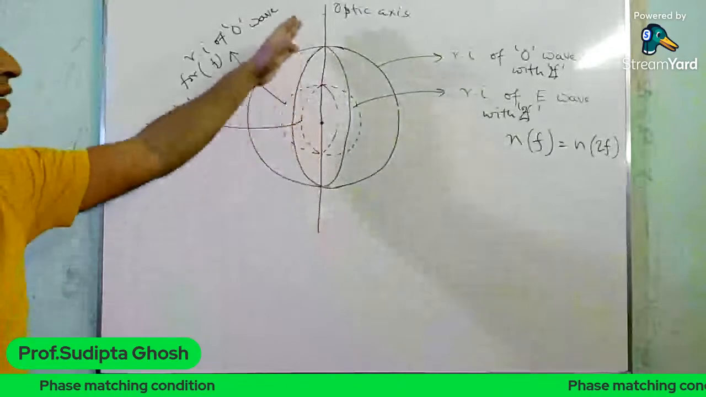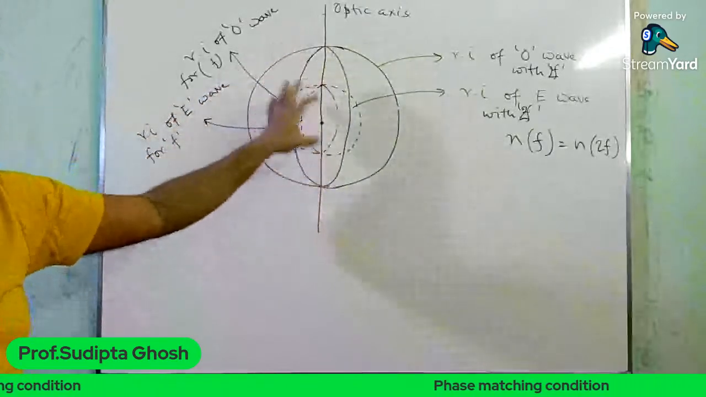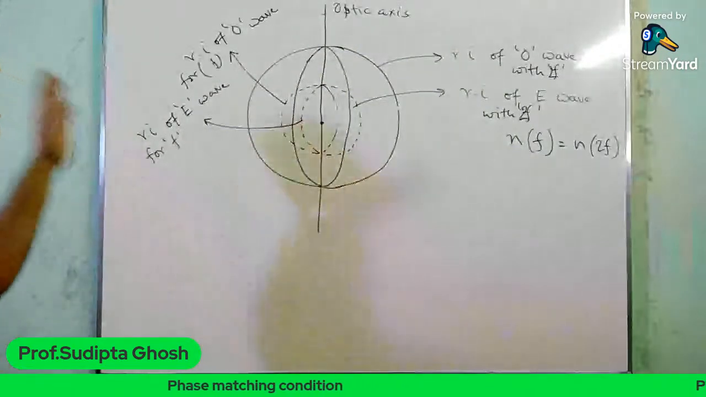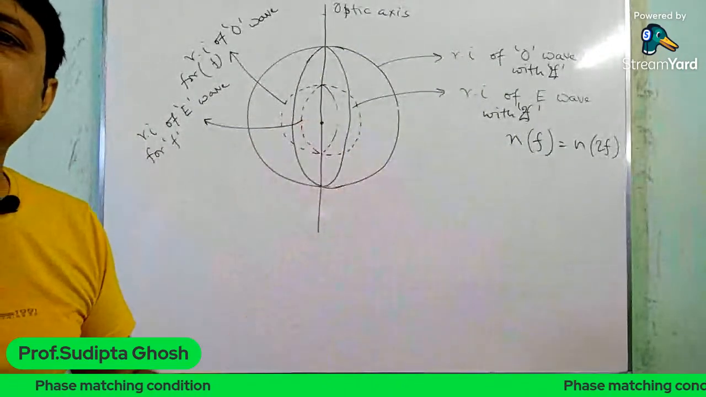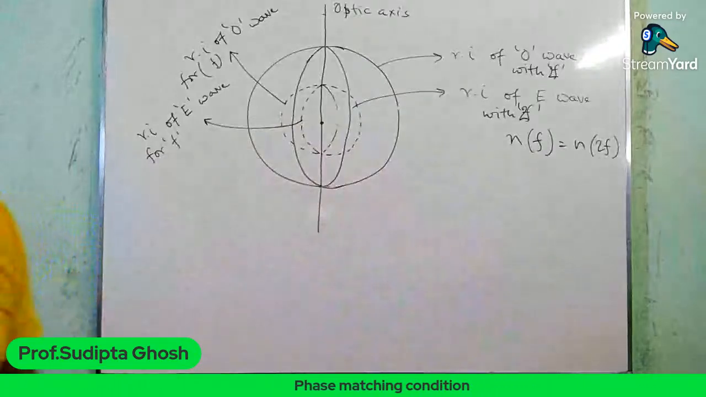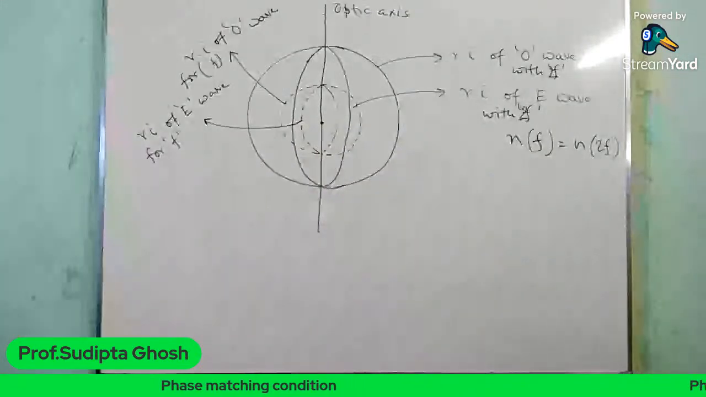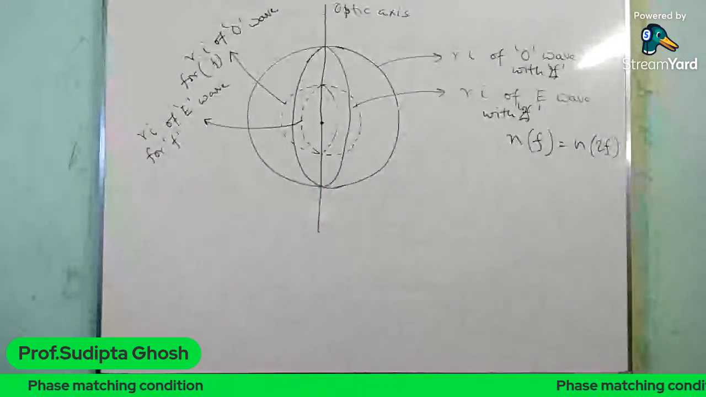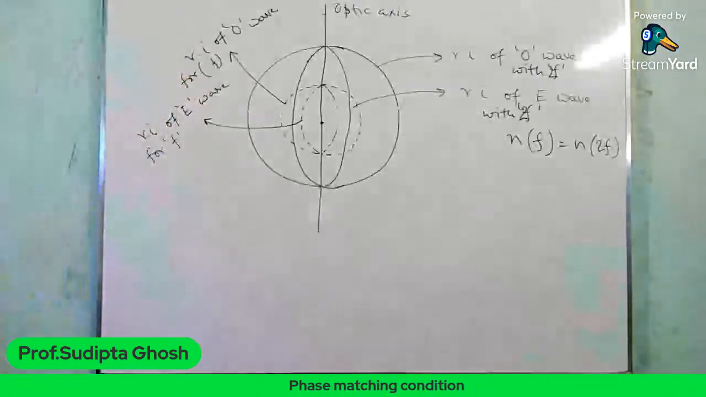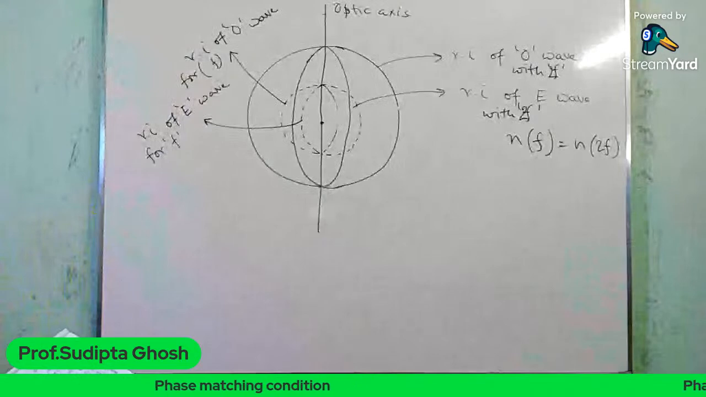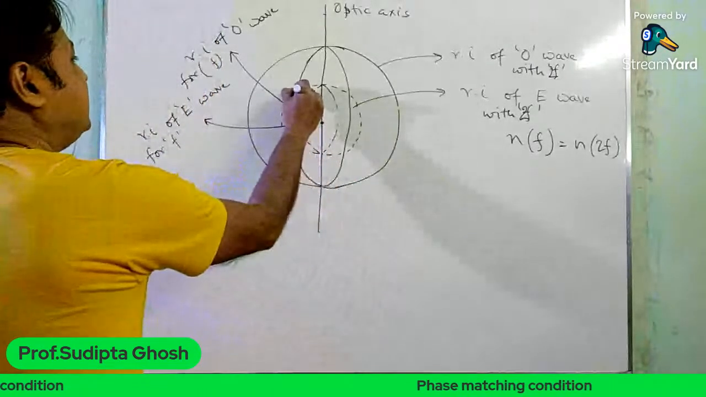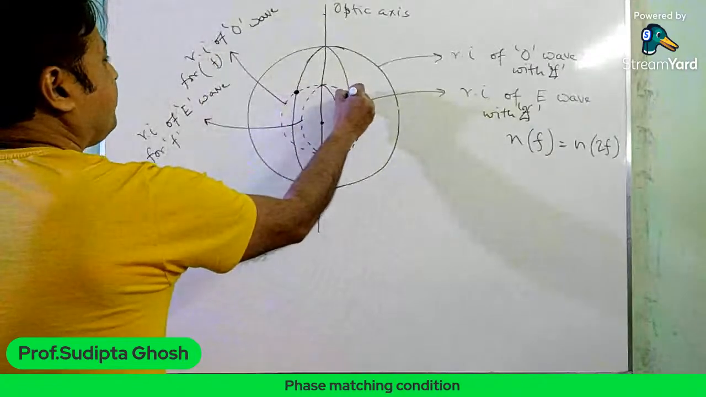Now the outside ellipsoid is the refractive index of the extraordinary wave with a frequency twice f, and the inside ellipsoid gives the refractive index variation of the extraordinary wave with a frequency f. Okay? Now what happens to the phase matching condition? As you can see, if the phase matching condition is rewritten, let us consider these points.